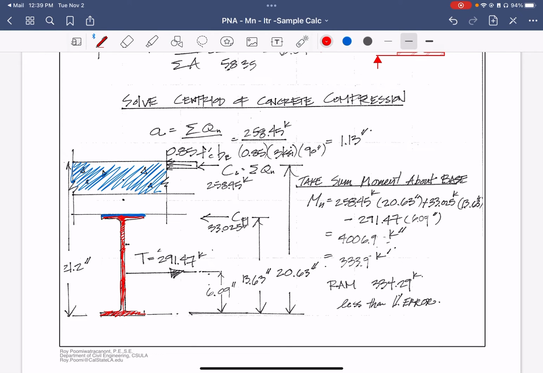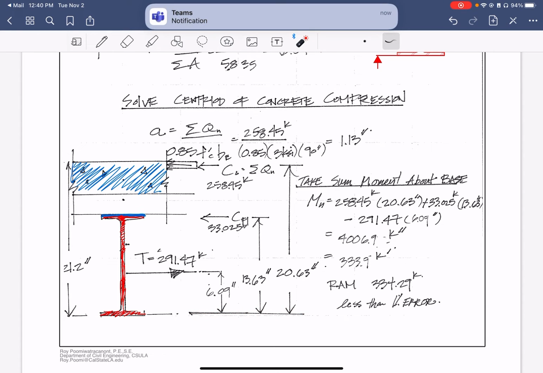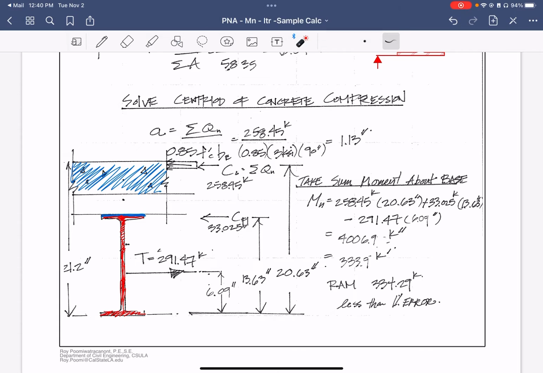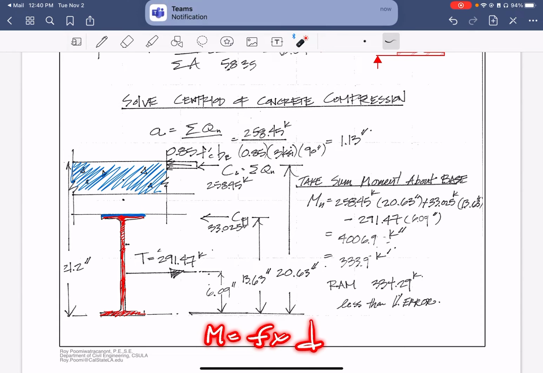Okay, and so once you get this mapped out, you end up taking some of the moments, similar to what you learned in statics. You take moments about any point, but in this case it's probably easiest and best to take it about the base, because if you measure everything from the base, you just take force times distance, right? So the tempo we want in our head is: moment is equal to force times distance, right?